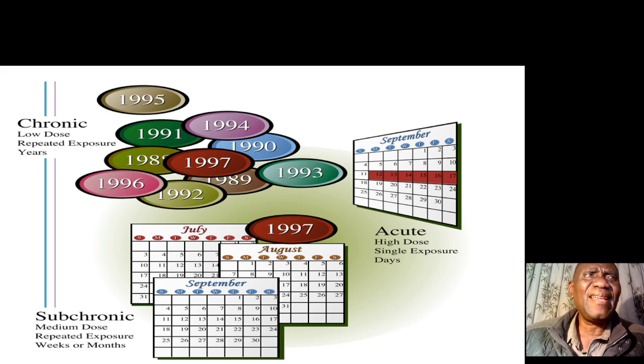Subchronic is a medium dose, but it is repeated over a number of weeks or months. But acute toxicity is high dose. A single exposure can produce serious consequences within a short time. So these are the degrees or classifications of toxicity. But nevertheless, they are harmful to the organism.